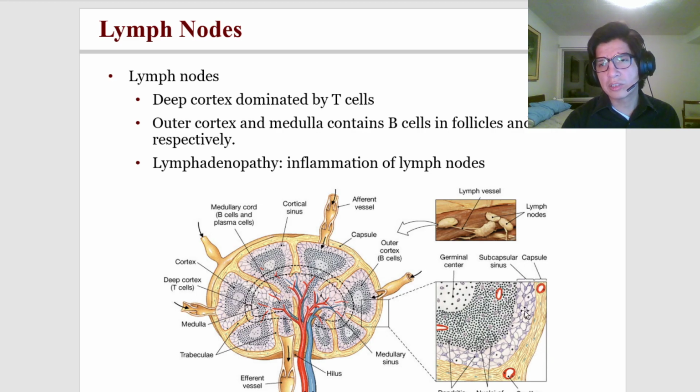And here you have the subcapsular sinus. This is a view of it. So this is the capsule. The afferent vessels bring all the lymph, and the lymph just percolates. It just washes over these sinuses, and the sinuses get exposed to the immune system in this manner.